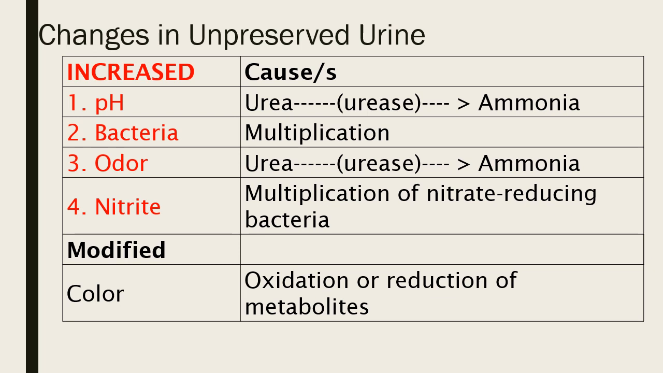Okay, and then you have your modified color, which is probably due to the oxidation or reduction of your metabolites. Remember in the lecture that we talked about urobilin, the oxidized form of urobilinogen, which will impart a dark yellow or dark brown color on urine left standing at room temperature without any interventions like preservatives added or refrigeration. So your color is modified or darkened due to the oxidation or reduction of metabolites present in the urine.